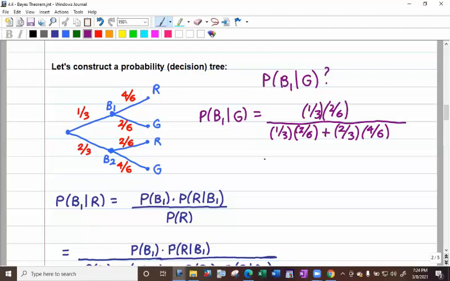And let's see what this is. It's 2/18. I won't worry about reducing it till the end. And then it's 2/18 plus 8/18. So if I'm doing this right, and if I'm doing it wrong, then let me know. So I wrote it like that: 2/18 over 10/18.